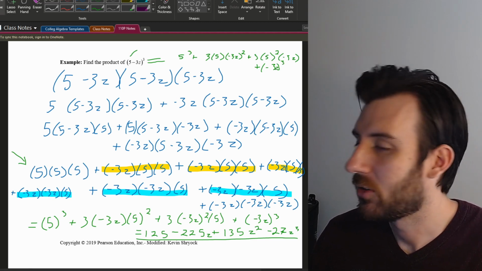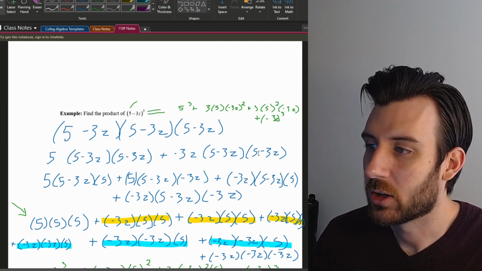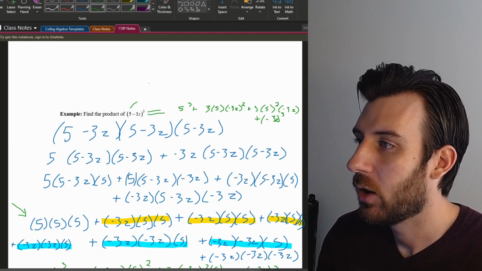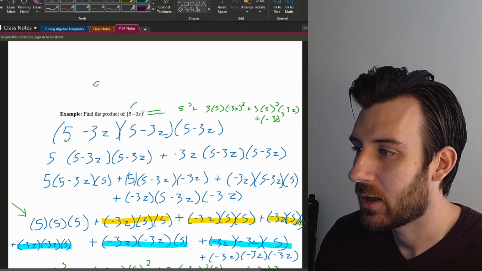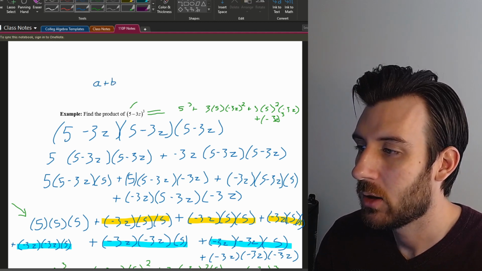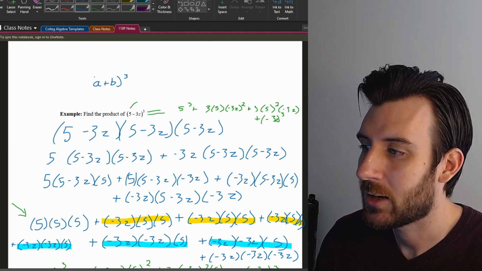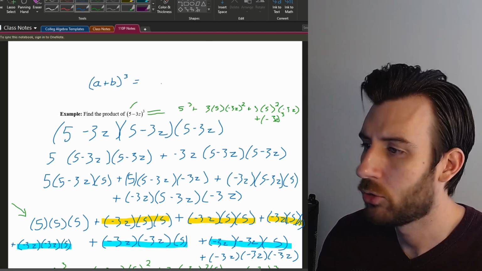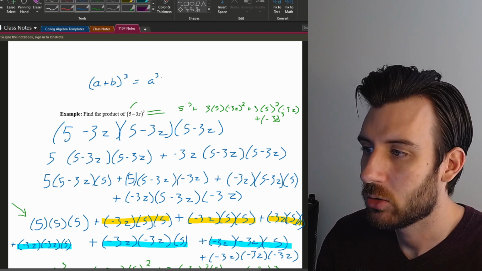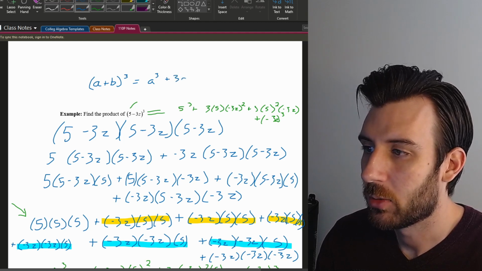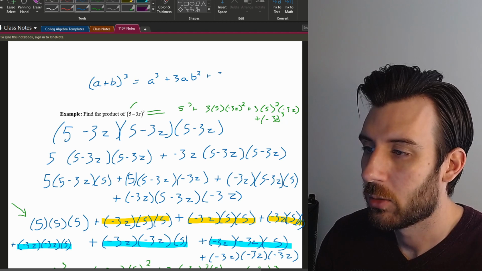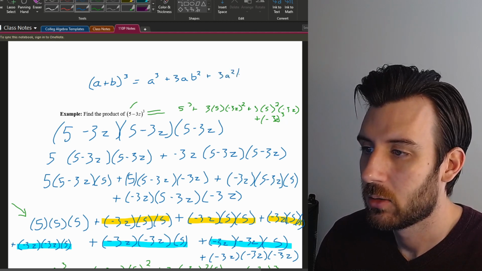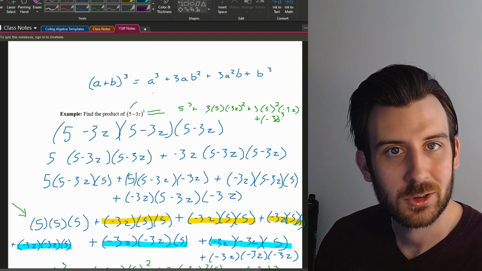We'll now take a moment and see if we can generalize this using other letters. So let's try, what if I didn't have numbers at all? What if I just had variables? What if I had something like a plus b, and I was trying to cube that so I could talk about any numbers in any terms? Super simple. I know that's going to be a cubed plus 3ab squared plus 3a squared b plus b cubed. Kind of cool.